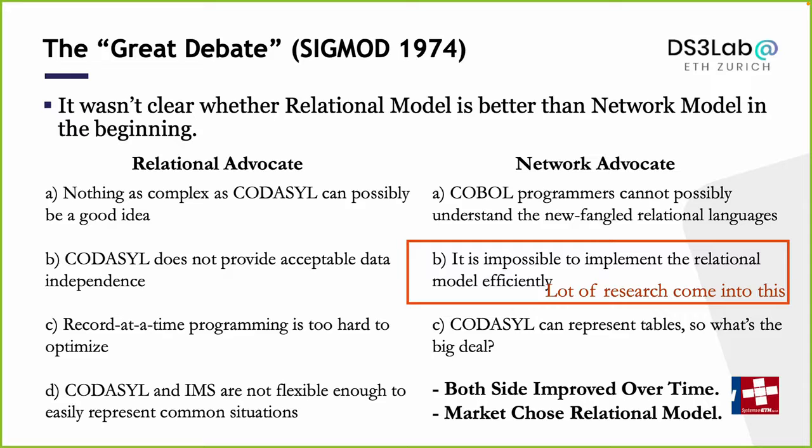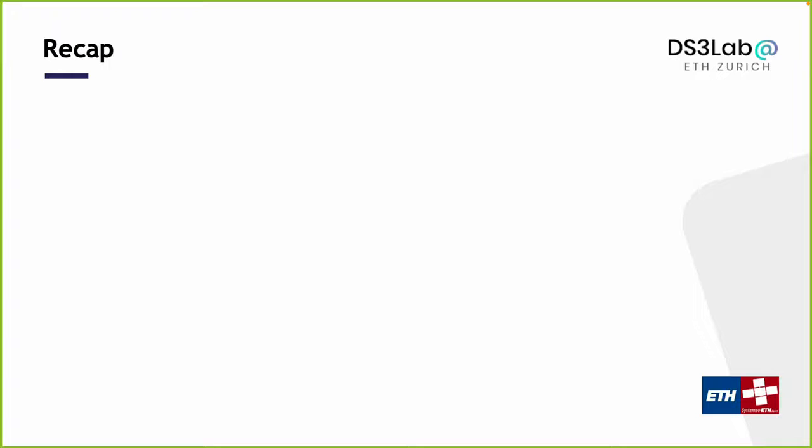And both sides actually started to improve over time. You start to see some of the ideas start to converge, right? So in network model, you start to have this declarative optimization. In relational model, you start to have something good about network model being implemented there, right? Both sides improve over time. But at the end of the day, I think it's fair to say the market picked the relational model as, not dominating, but as being a popular type of database systems.